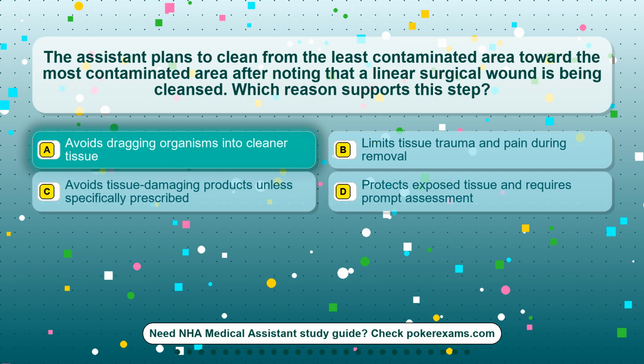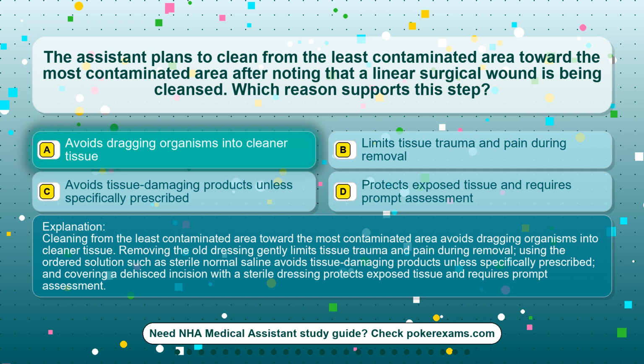The correct answer is option A. Avoids dragging organisms into cleaner tissue. Cleaning from the least contaminated area toward the most contaminated area avoids dragging organisms into cleaner tissue. Removing the old dressing gently limits tissue trauma and pain during removal. Using the ordered solution such as sterile normal saline avoids tissue-damaging products unless specifically prescribed, and covering a dehisced incision with a sterile dressing protects exposed tissue and requires prompt assessment.